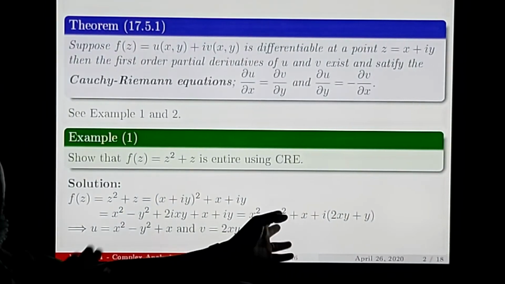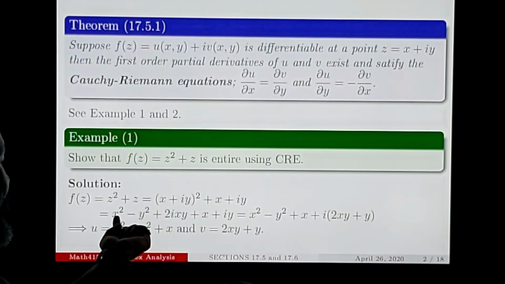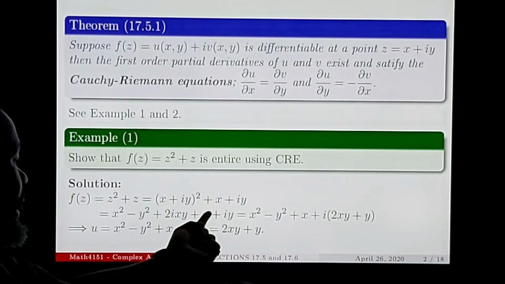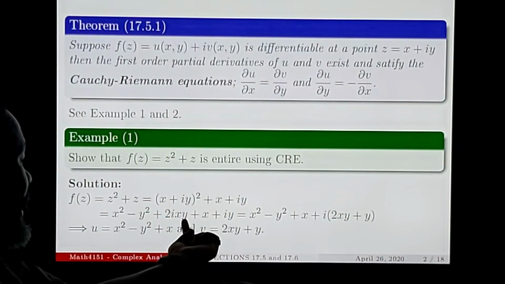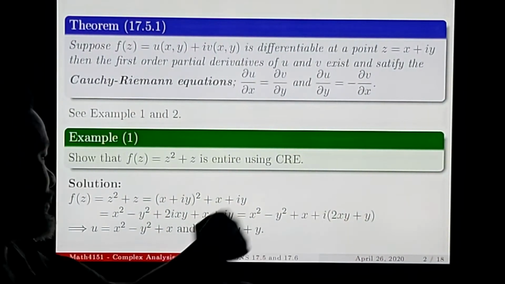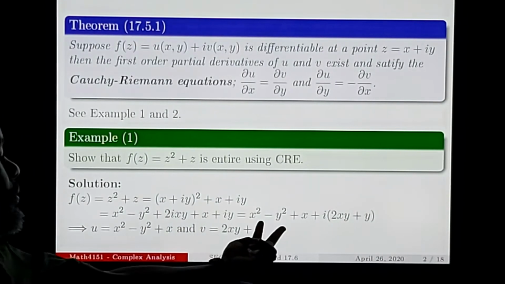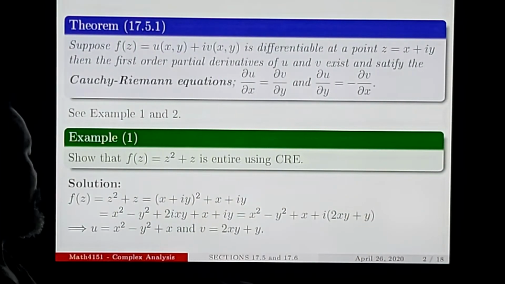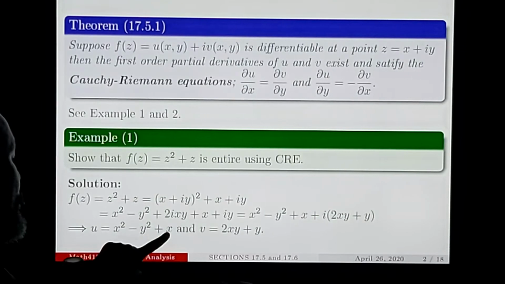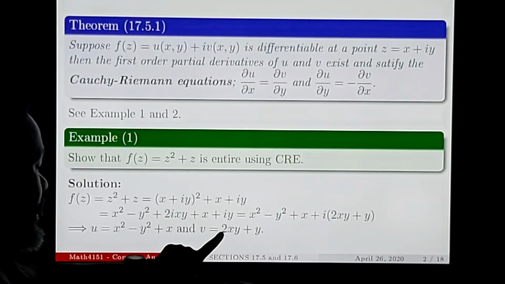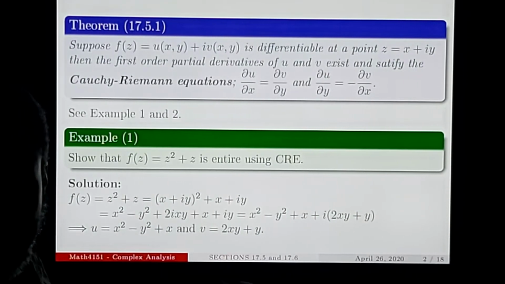Then you bring the reals and the imaginary together. So the reals are basically x squared minus y squared plus x. And then the 2ixy and the iy is that. So this forms u and this is v. So u equals x squared minus y squared plus x. And v equals 2xy plus y.